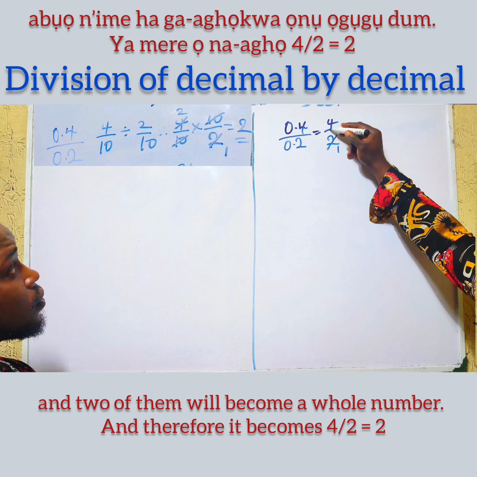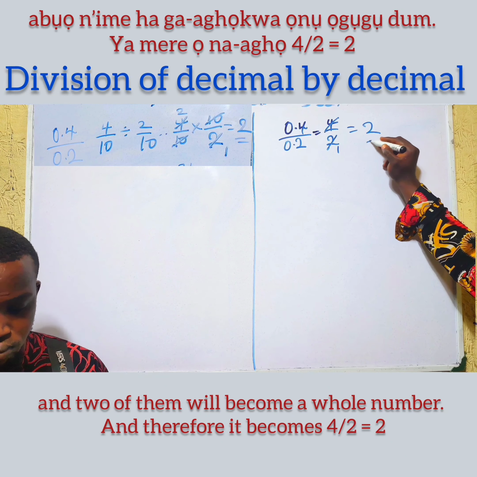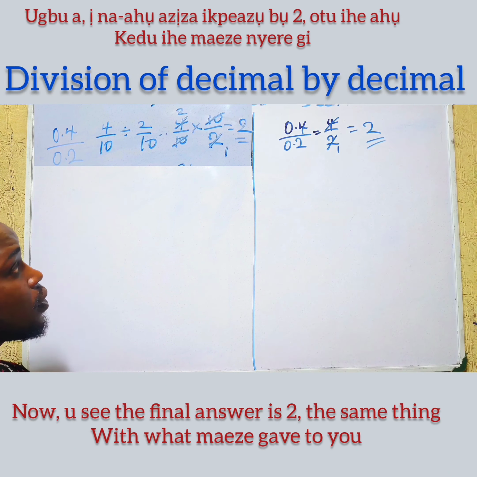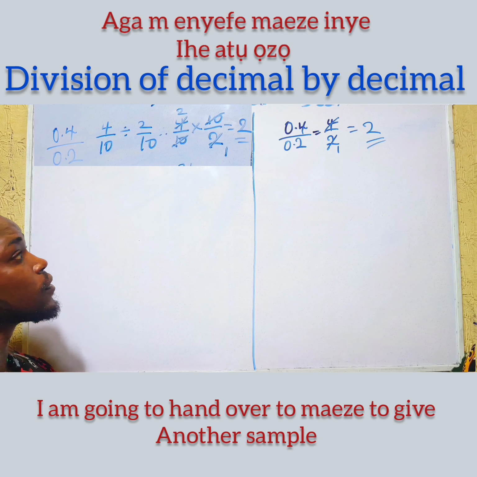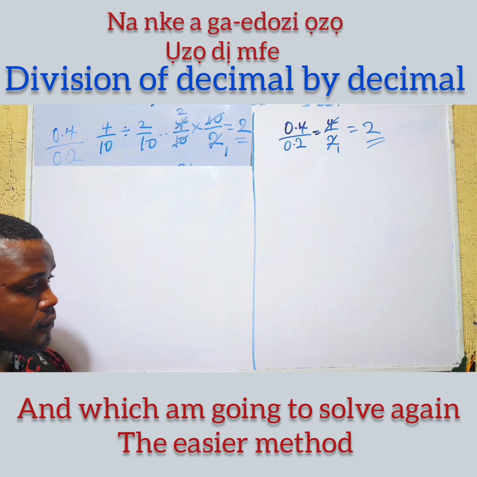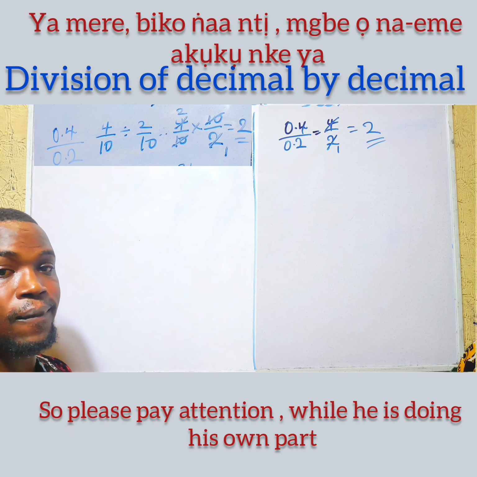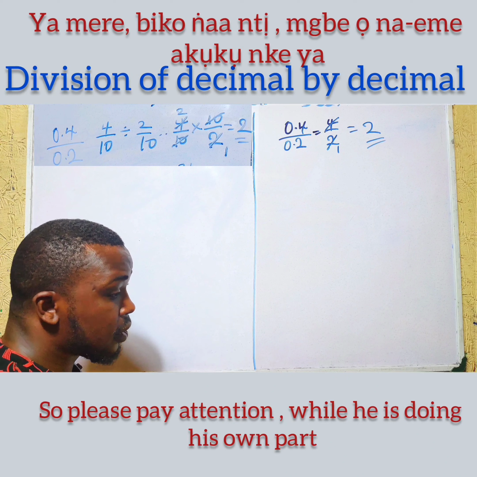Therefore 2 into itself 1 divided by 4 is going to give you 2. Now you see the final answer is 2. The same thing with what Meze gave you, 2. I'm going to hand over to Meze again to give us another sample, and which I'm going to solve again the easier method. So please pay attention while he is doing his own part.